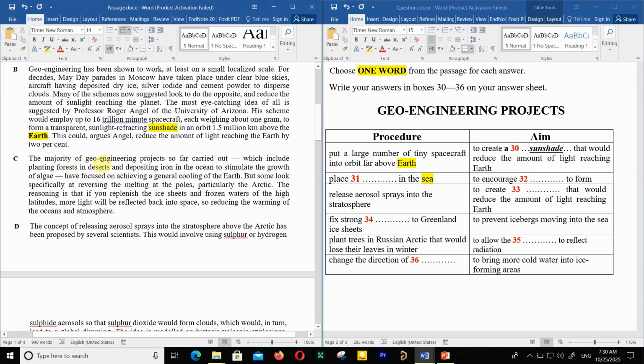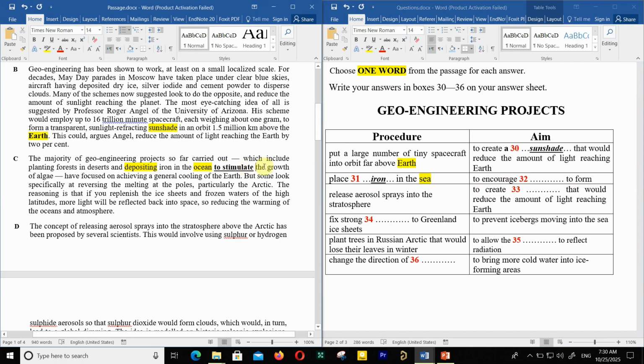So the majority of geoengineering projects so far carried out, which include planting forests in deserts and depositing iron in the what? In the ocean. And here it says place. Paraphrasing for place is depositing iron in the ocean. So the answer is iron. Easy paraphrasing again. To encourage what? To form. To stimulate. To stimulate means to encourage.